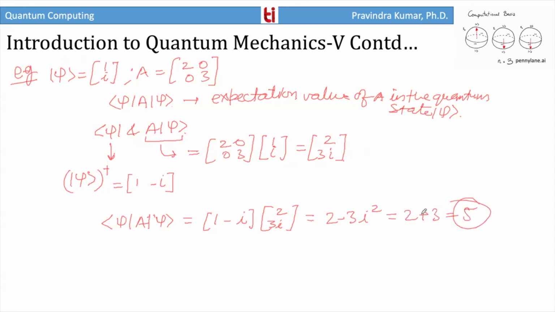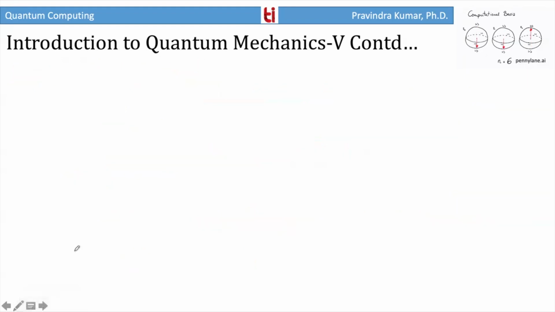This is a scalar, and this scalar 5 is the expected value of the observable when the system is in quantum state psi. So you know the expected value of A can be written as the sandwiched inner product of A and psi. So this scalar value is the expected value of the operator A. Now consider another example.